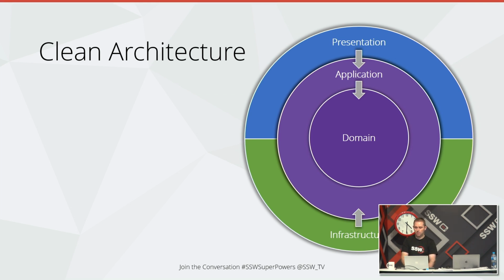Now, you can see that presentation and infrastructure are dependent on core, but they're not dependent on one another. So, for example, there's no arrow flowing from presentation to infrastructure. It's pretty common to see this out in the wild, but you want to avoid it.